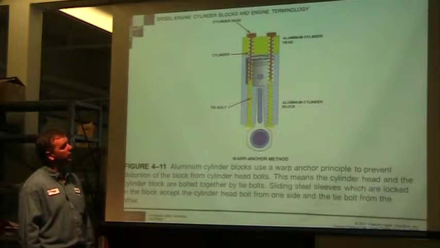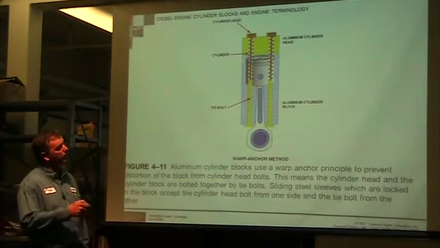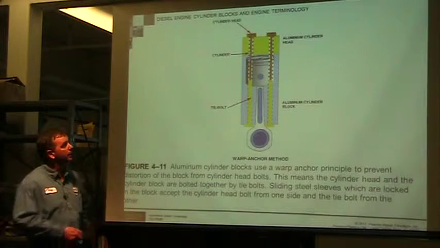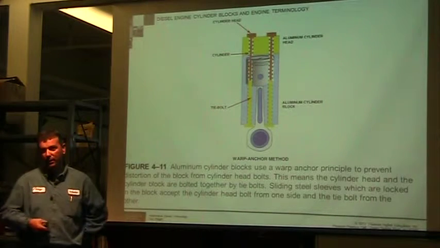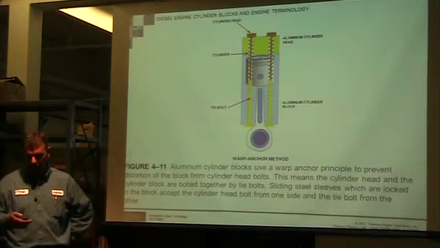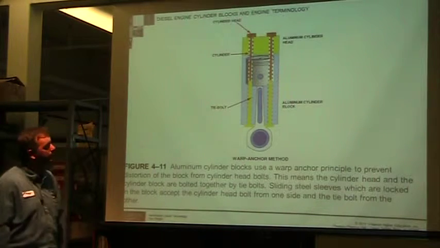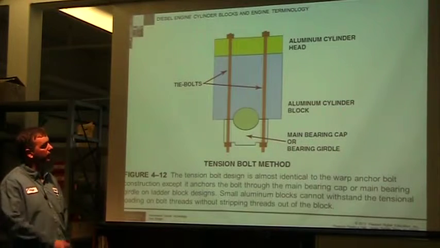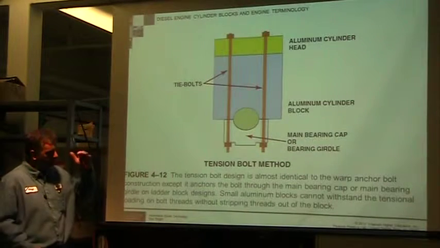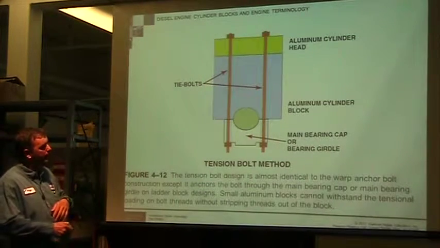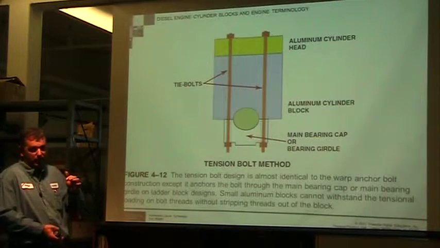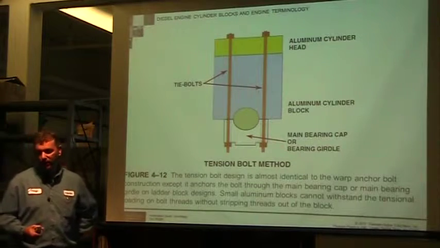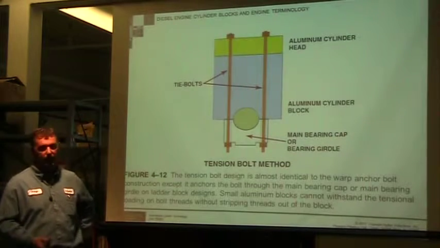So here's a picture of bolts. They take bolts, go all the way through, help hold the top and the bottom down, simply because we don't have enough strength in the aluminum not to rip the threads out. So it's trying to clamp it together. Here's another bolt design. Bolts go all the way through, so you got the head, the block, or the main bearing caps, bolt them all together and try to hold that stuff. We're not relying on the aluminum to try to keep it there.